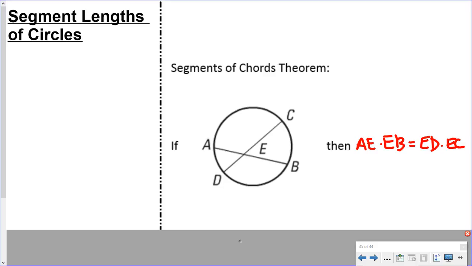Then what we do is we take each piece, so AE times EB, whatever those lengths are, equal to the other pieces multiplied together of the other chord, ED times EC. And remember, those are numbers. And then you can solve for whichever one's missing. So like one of those 4 pieces would be missing, so you'd have an X in there to solve for.